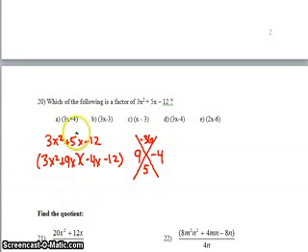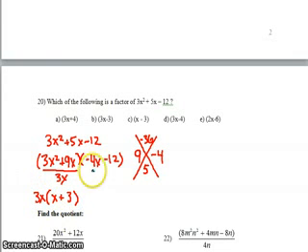Go ahead and factor something out of that. So I can take 3x out of both of these. So 3x squared divided by 3x is x. Let's put our 3x on the outside. And plus 9x divided by 3x is 3. Okay, and then these we can divide by negative 4. So put negative 4 outside. Negative 4x divided by negative 4 is x. Negative 12 divided by negative 4 is positive 3. So there we have it.